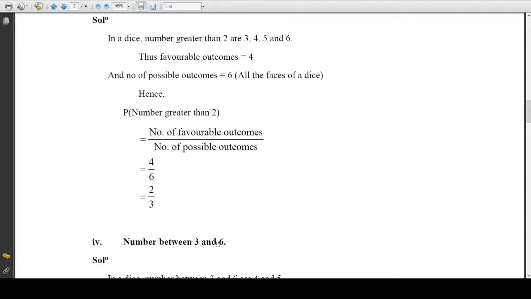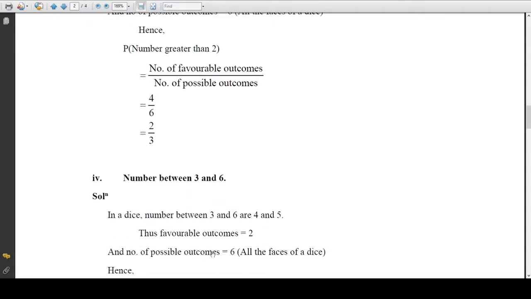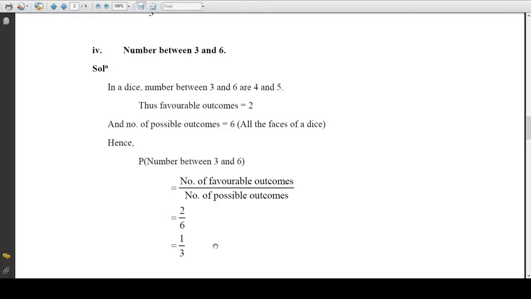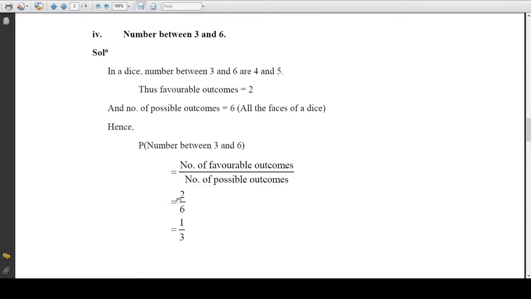Number 4, a number between 3 and 6. Between 3 and 6, they are 4 and 5. That means only 2 outcomes. Whereas the possible outcomes are again 6. Therefore the probability of getting a number between 3 and 6 is 2 by 6, which on cancelling, 2 1s are 2, 2 3s are 6, is again 1 by 3.